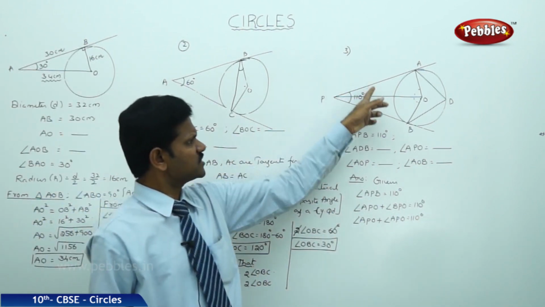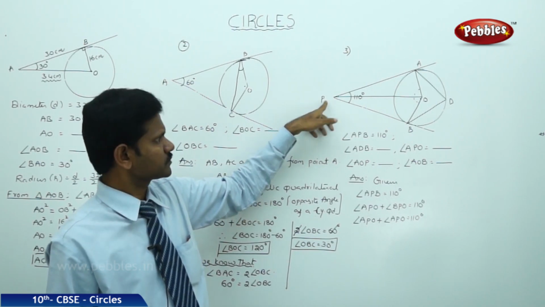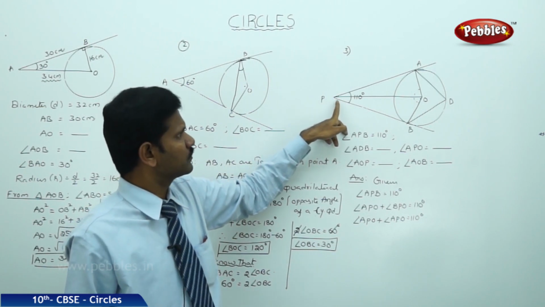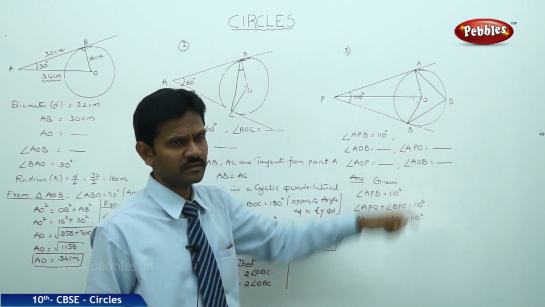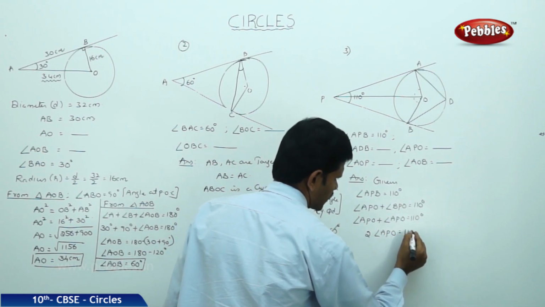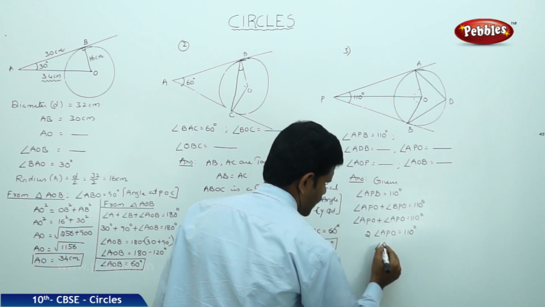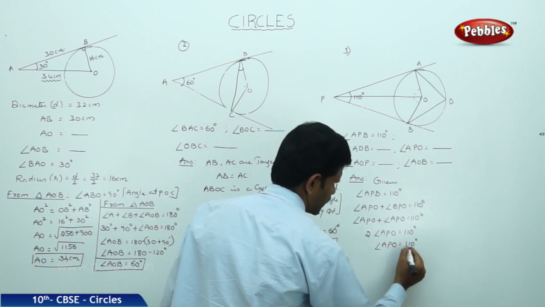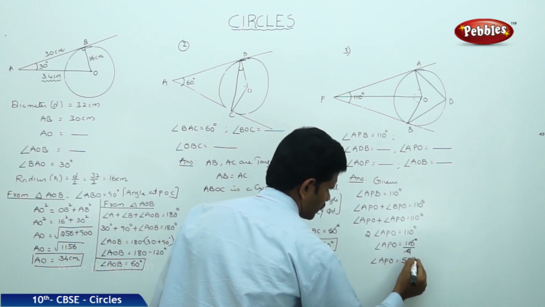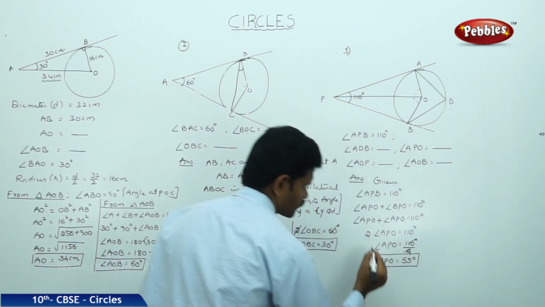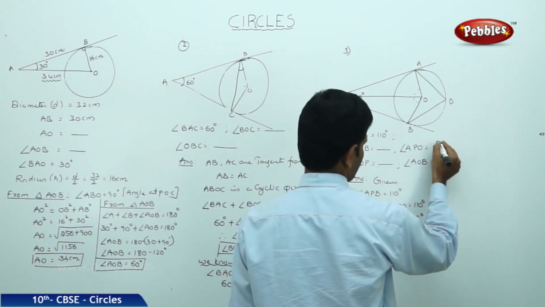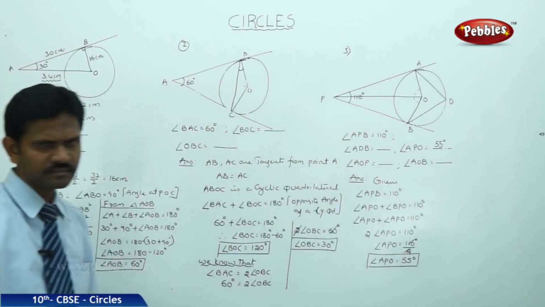Reason: tangents drawn from an external point are equally inclined to the line segment joining that point to the center. That is, 2 angle APO is equal to 110 degrees. Angle APO is equal to 110 degrees by 2. Angle APO is equal to 55 degrees. Now, angle APO, 55 degrees, is completed.